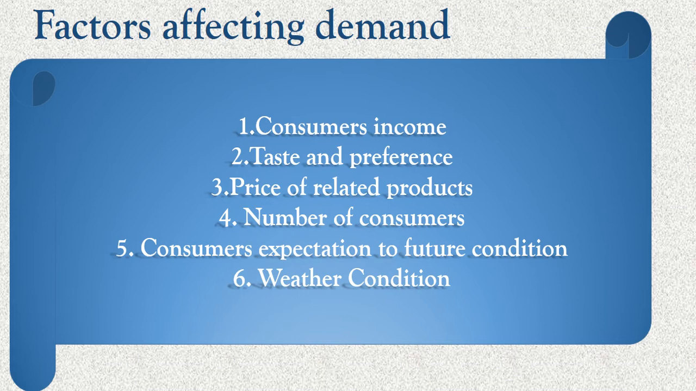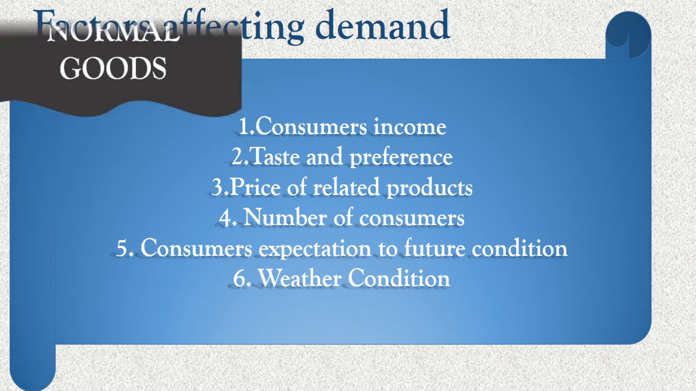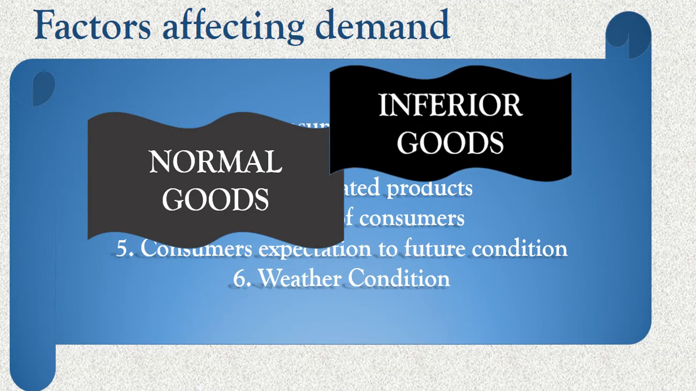There are two goods that we can relate to consumer's income. Those are the normal goods and inferior goods.